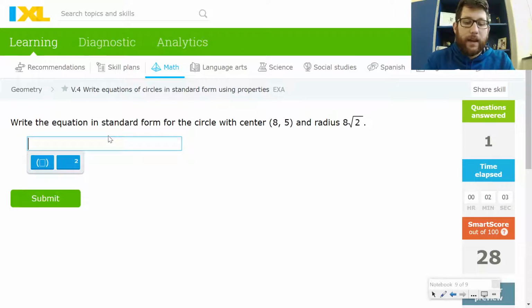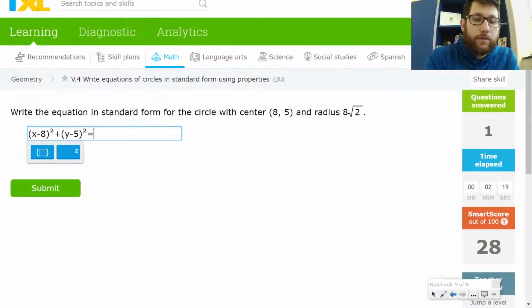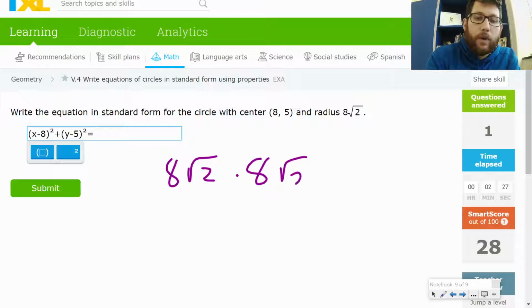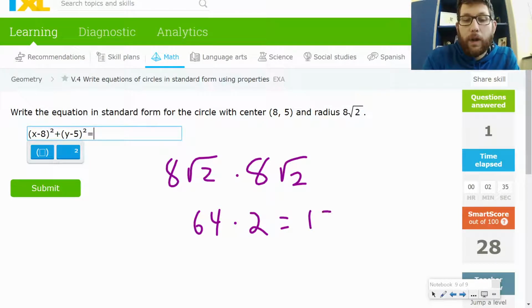All right, let's take a look at this one here. So notice the center is at 8, 5. So again, I'm going to do x minus 8 squared plus y minus 5 squared is equal to, now, 8 root 2 squared. So if I think about 8 root 2, let me get my pen here, 8 root 2 times 8 root 2. Well, 8 times 8 is 64. Root 2 times root 2 is equal to 2. So this becomes 128.